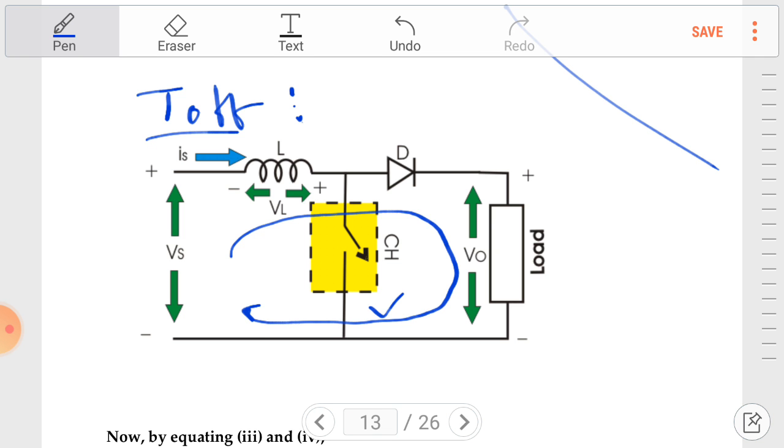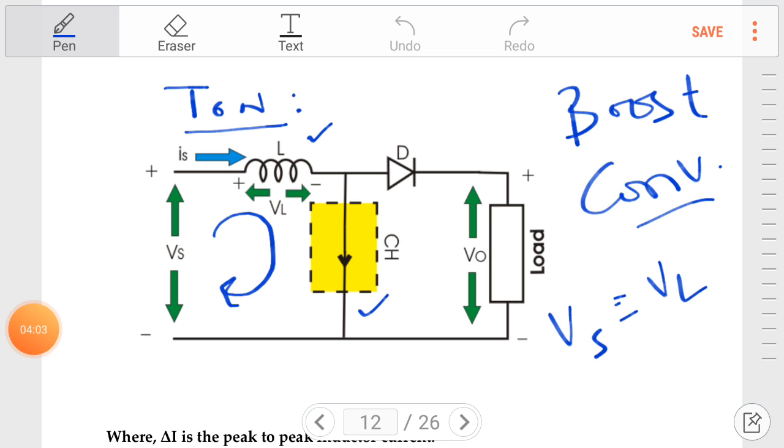Hence we can see that Vs plus VL equal to V naught, or VL equal to V naught minus Vs. One thing we can observe is that during the on period the inductance is charging, so the polarity of the inductive voltage is of this type.